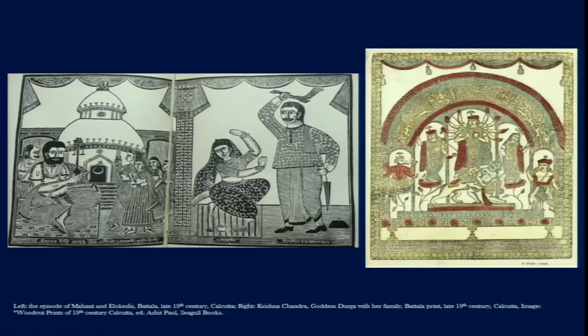So there are more of these Batala images here one can see, and as I have already mentioned, there are some episodes that were very popular in 19th century Calcutta, and one of the episodes would be this particular story about Elokeshi and Mohanto. Mohanto is the head priest in this temple of Tarkeshwar, which is dedicated to Lord Shiva, and Elokeshi is a married woman who would visit this temple, and eventually these two would fall for each other.